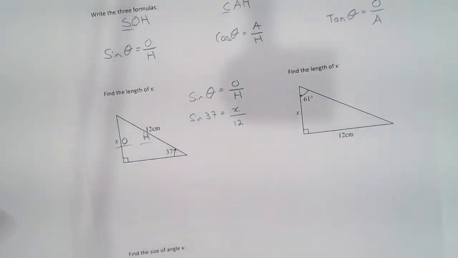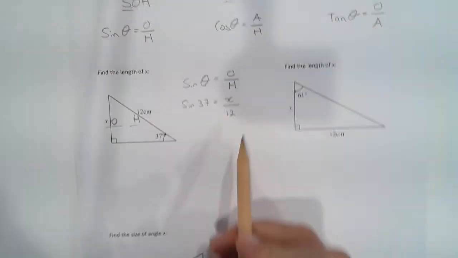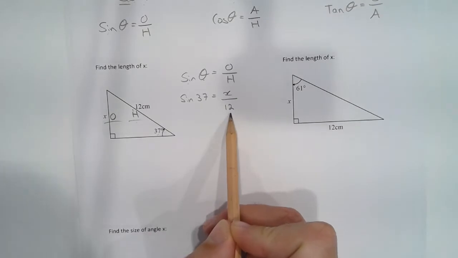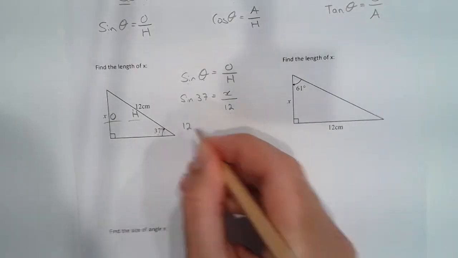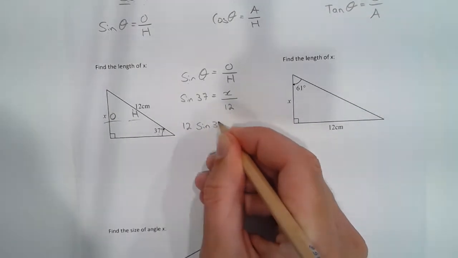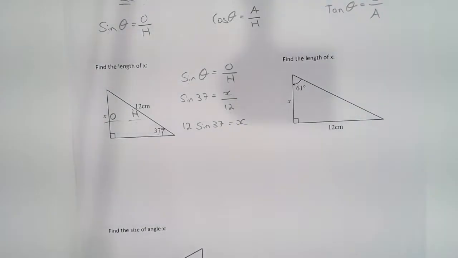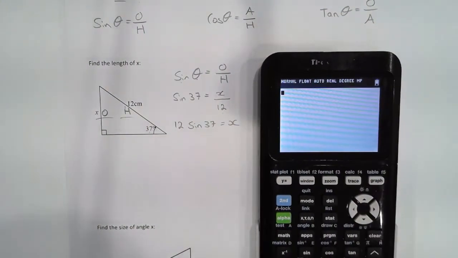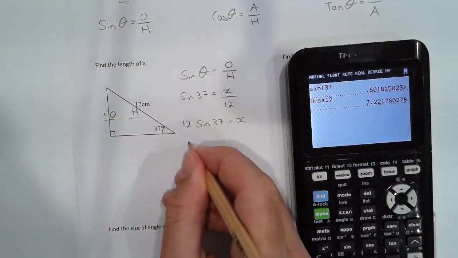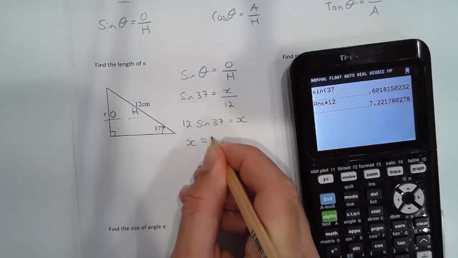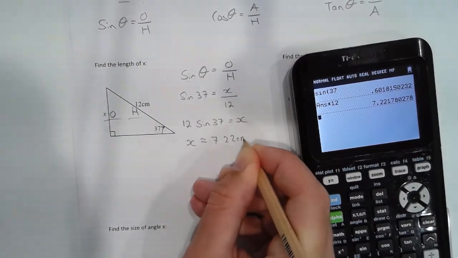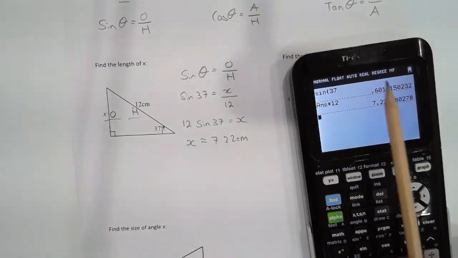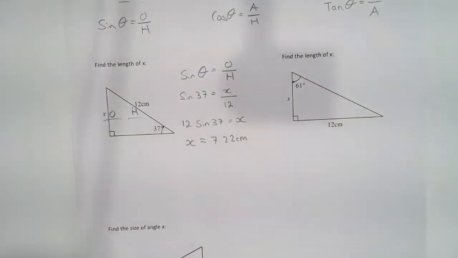Once you know these formulas, it's just substitution. Because this is divided by 12, when we move it over to this side, it must be 12 multiplied by sine 37 that gives you whatever x is. So we type that into our calculator. Sine 37 multiplied by the 12, and we get x to two decimal places: 7.22 centimeters, and it looks about correct. Make sure your calculator is in degrees mode because the angle is in degrees.